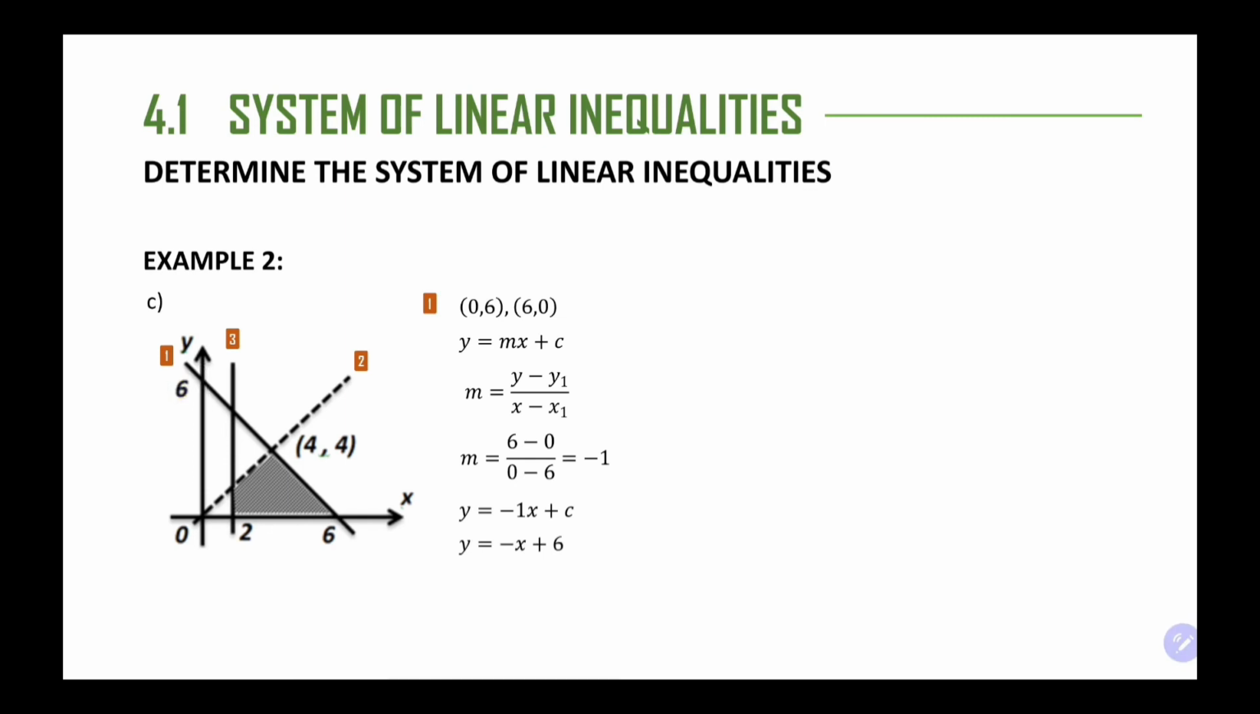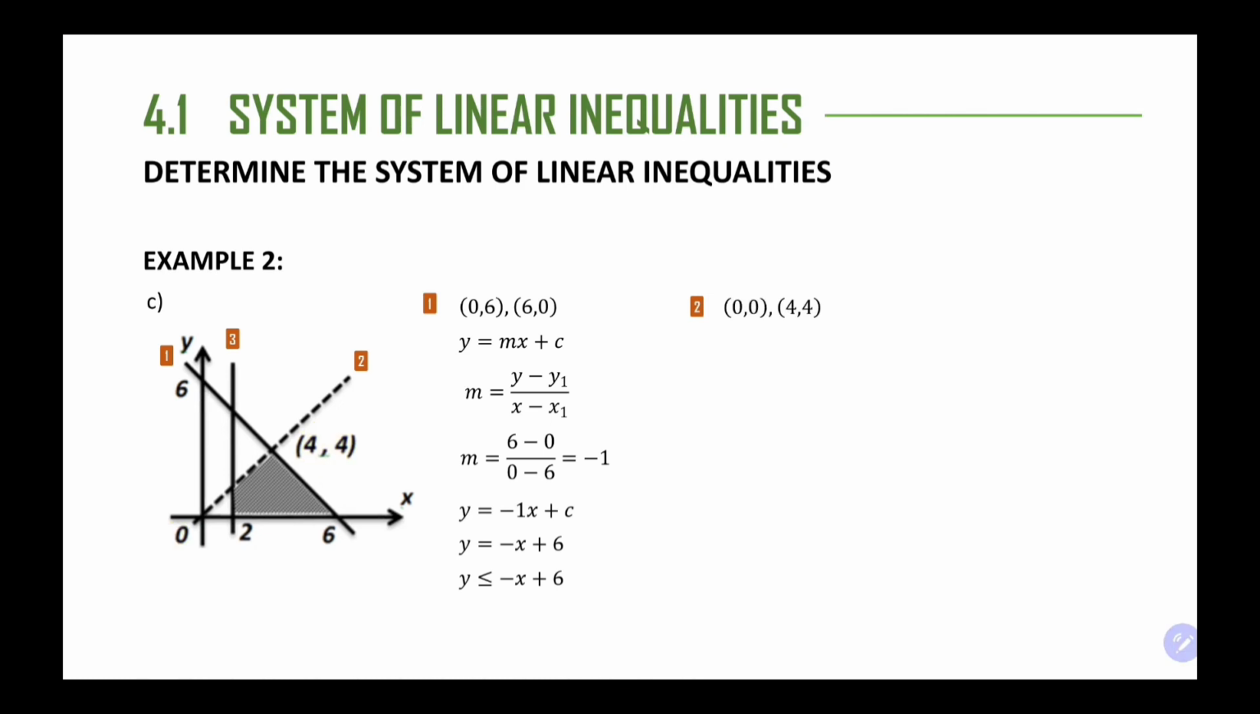Then we determine the region. The region below the line, so we use y less than negative x plus 6. We put equal sign since the line is solid line. Next line, we take out 2 points on the line. So we have 0, 0 and 4, 4.